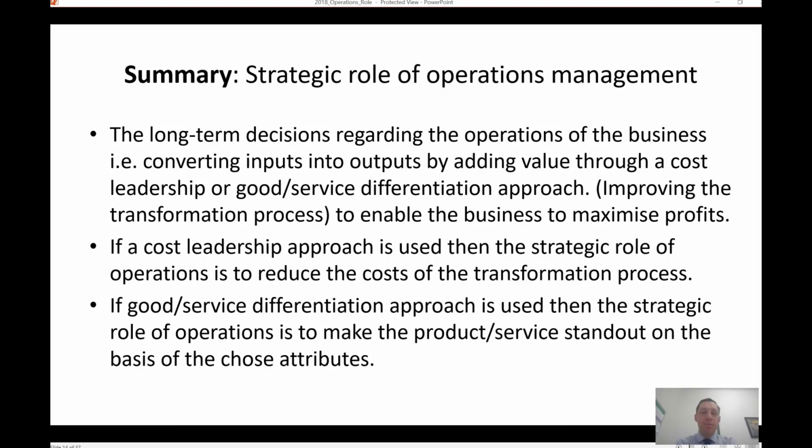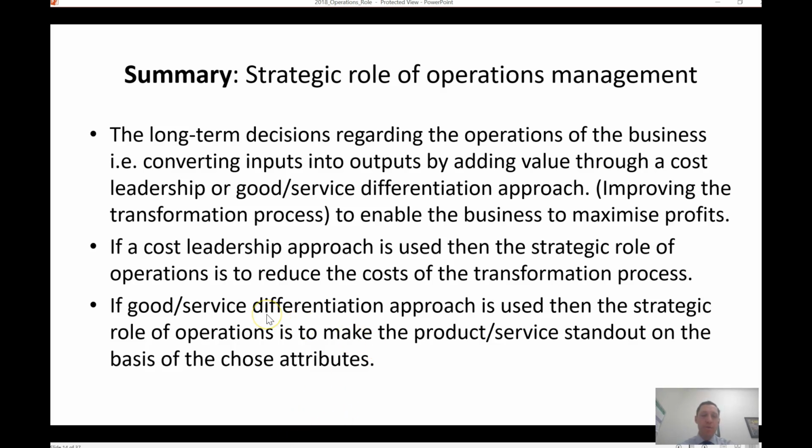Okay, so the long-term decisions regarding operations of the business, i.e. the conversion of those inputs into outputs, enables the business to maximize its profits. If a cost leadership approach is used, then the strategic role of operations is to reduce the costs of the transformation process. So if the business chooses to take a cost leadership approach, okay, we want to be a cost leader. Either business, Qantas, we want to be a cost leader. Okay, we want to have the lowest costs incurred in our business, which will then allow us to achieve our strategic objectives of profitability, of solvency, of efficiency.